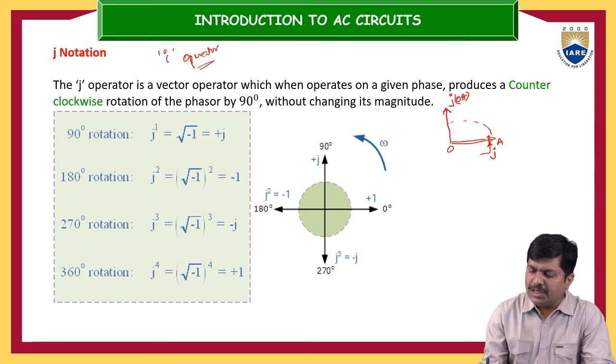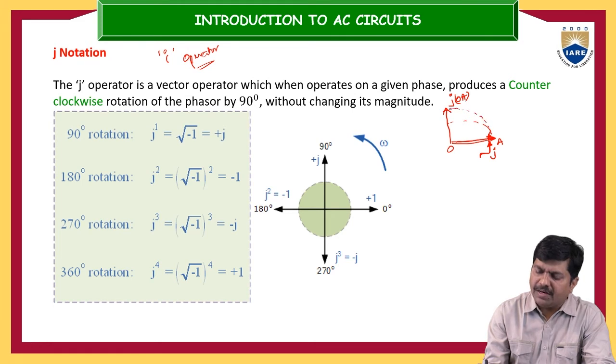So initially the vector is OA. Now I am applying the j operator on this. Whenever you multiply the existing vector with the j operator, the initial vector is rotated by exactly 90 degrees in the anti-clockwise direction. So now the resultant vector is j times OA.